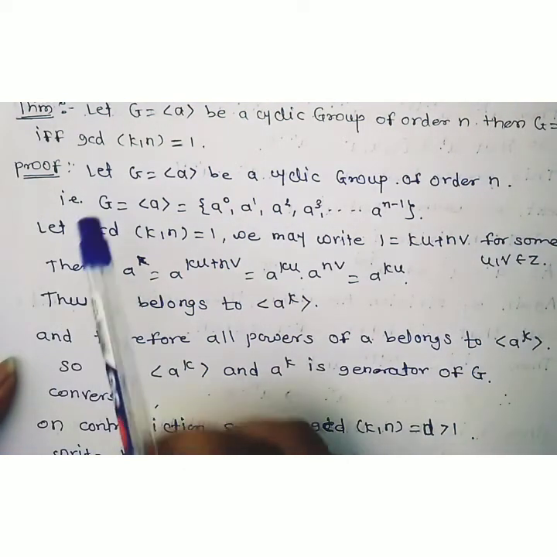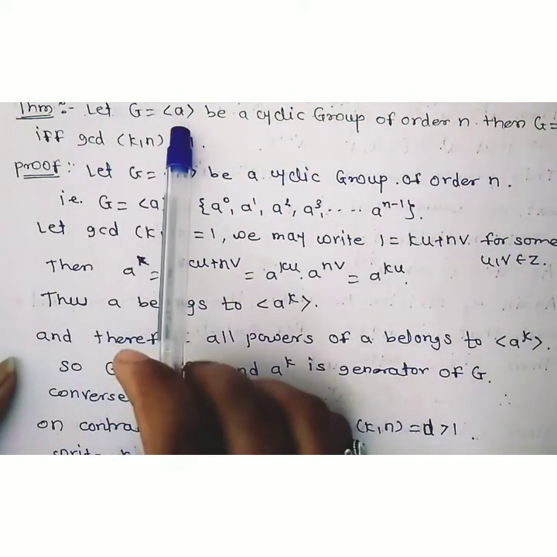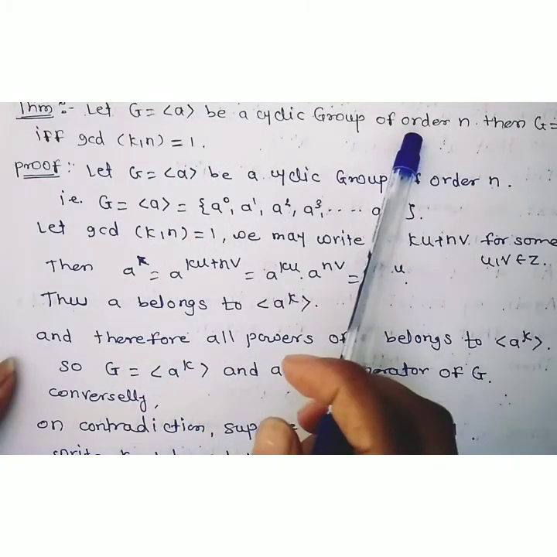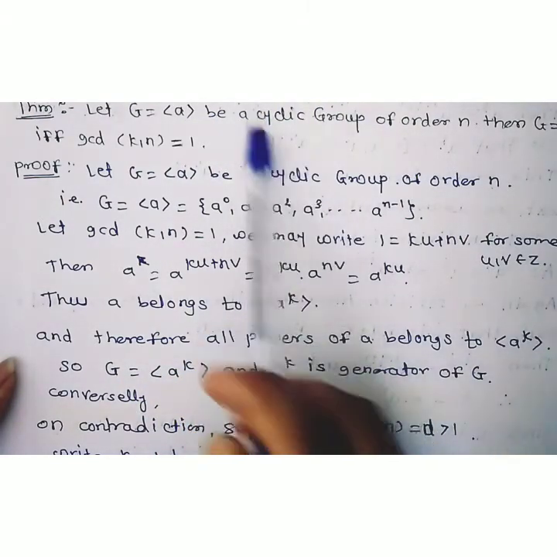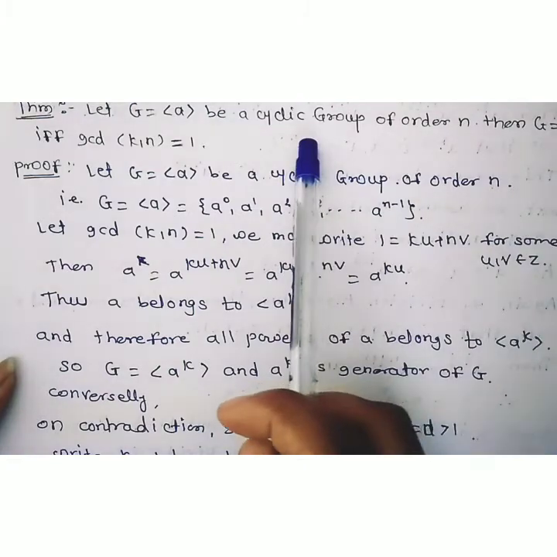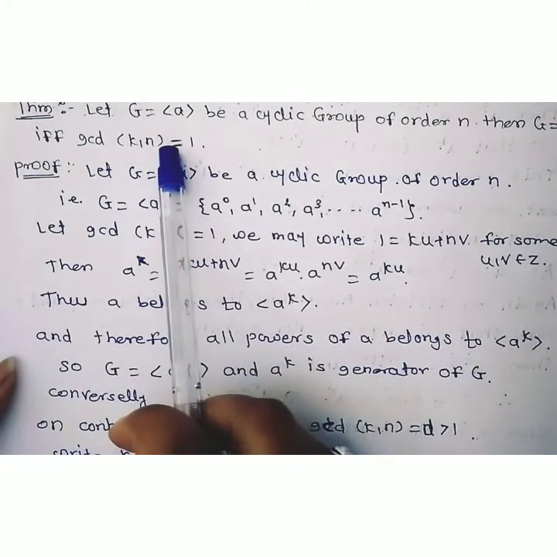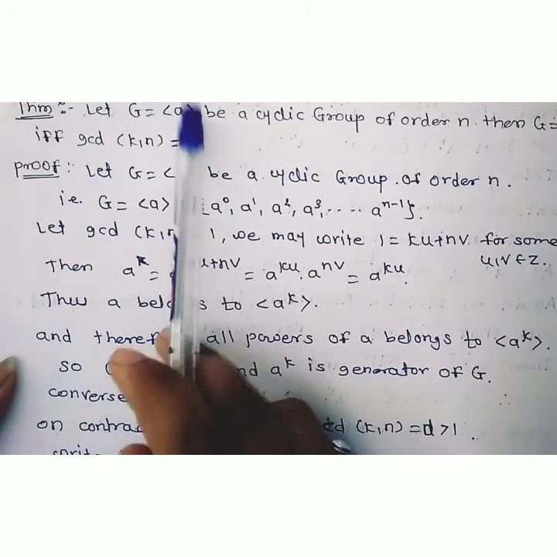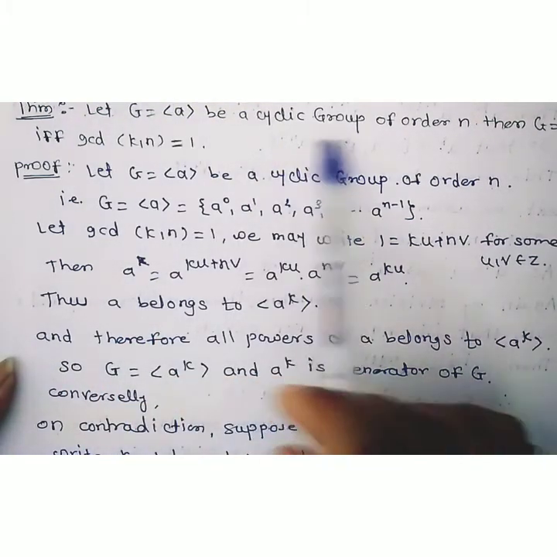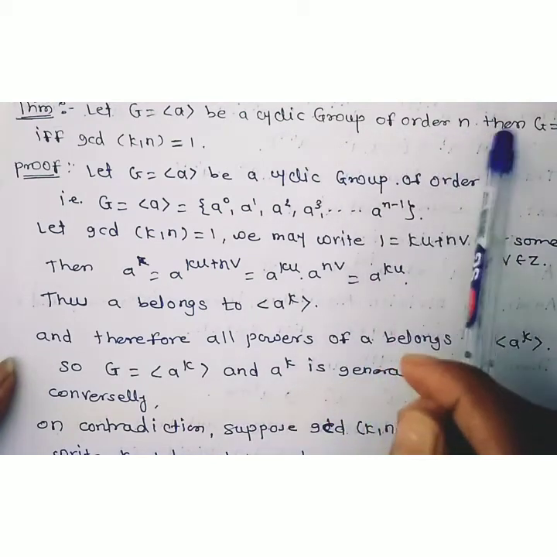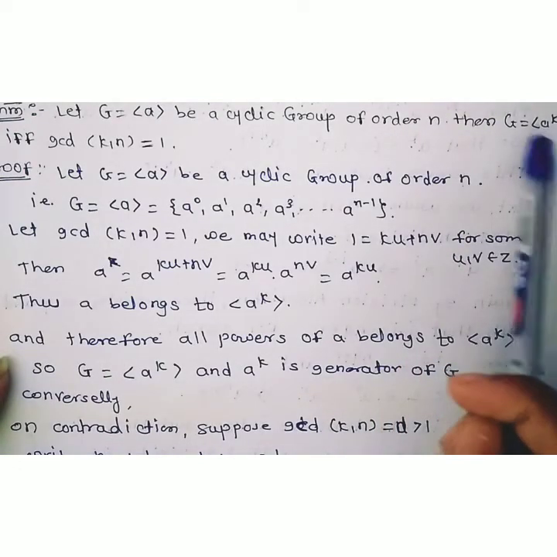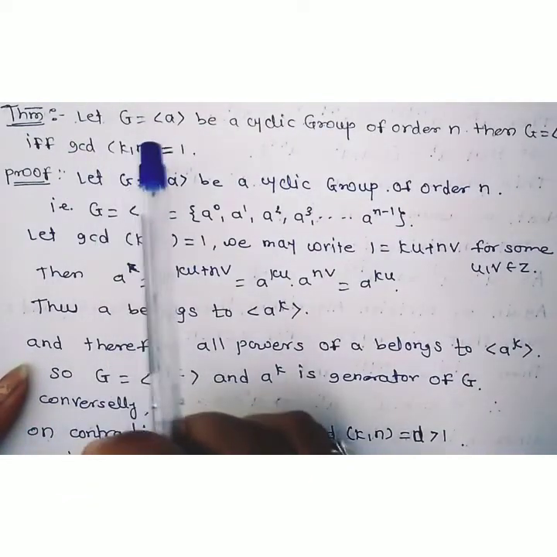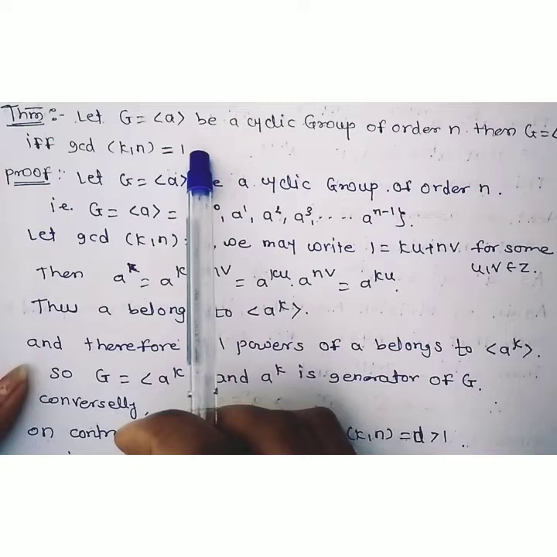Now the next theorem is: let G equal to the set generated by A be a cyclic group of order n. We know the definition of a cyclic group. What is a cyclic group? It is generated by some element of the group. Here A belongs to G and G is generated by A. Therefore G is a cyclic group of order n. Then G is equal to the set generated by A to the power k if and only if GCD of k with n is equal to 1.